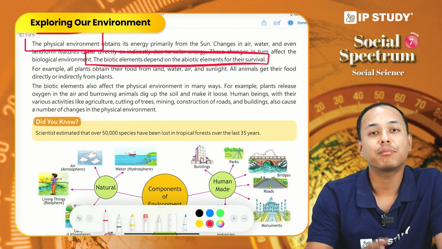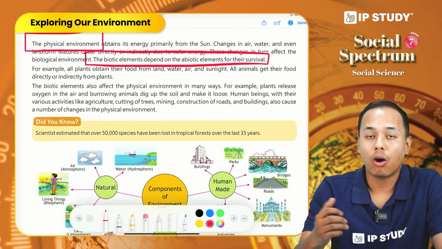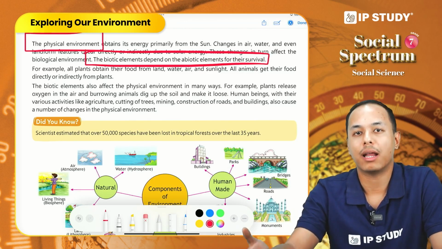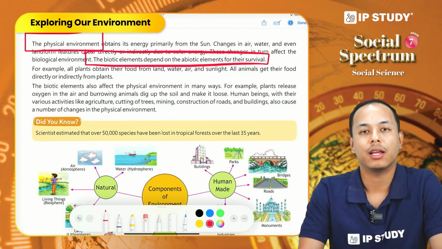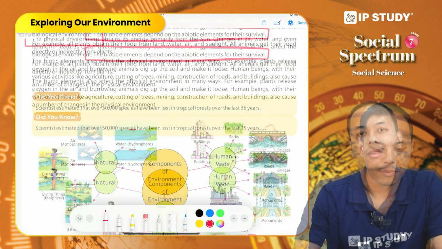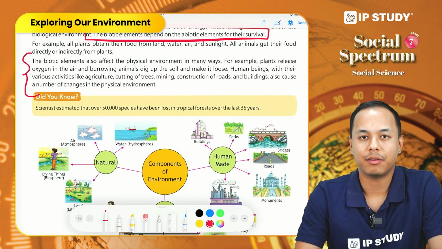Okay, such as plants produce food with the help of sunlight, air, soil, or on the other hand, animals depend on plants. So that means there is an interaction between the physical and biological environment or components. Okay. So now let us see how biotic elements influence or affect the physical environment, right?